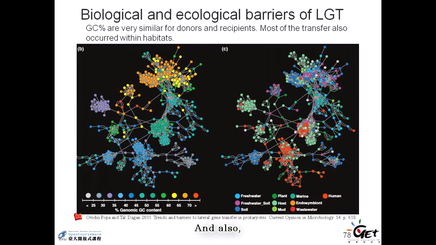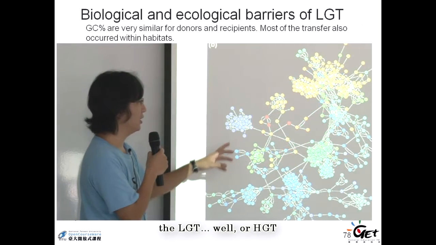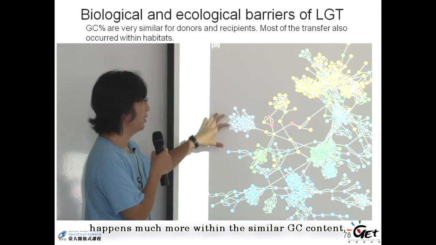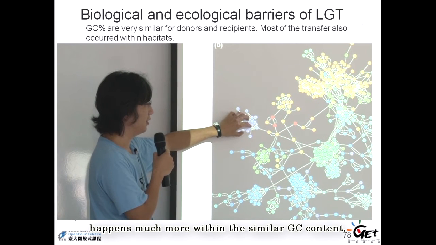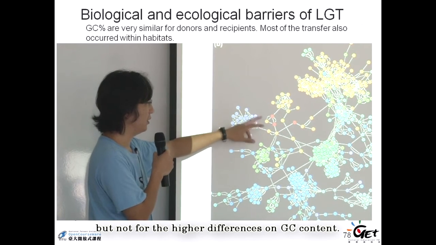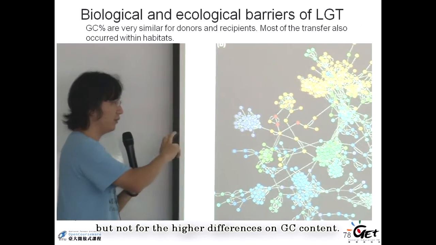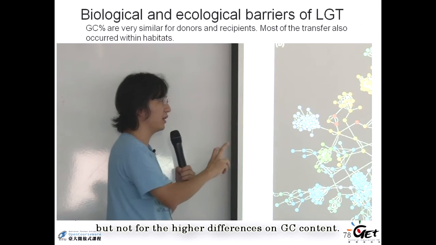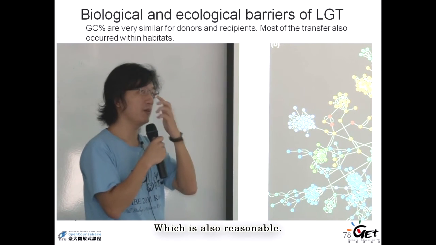And also, if you mark the GC content, it's also showing that this pattern, this LGT or HGT, happens much more within similar GC content, but not for the higher differences in GC content, which is also reasonable.